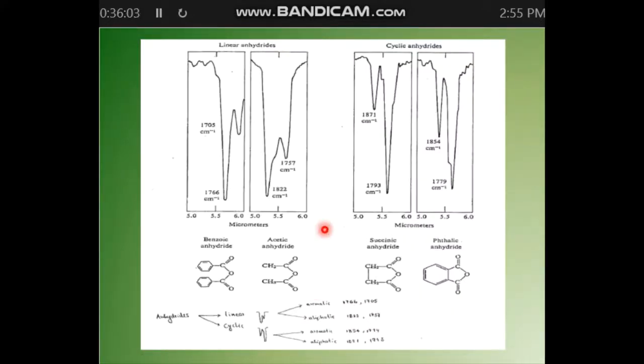This is an example for anhydride. We have linear and cyclic anhydrides. Since we have two C double bond O groups, two carbonyls, the C double bond O will split into two. For linear anhydrides, we see a strong band on the left side. For the cyclic anhydrides, we see a strong band on the right side of the split.